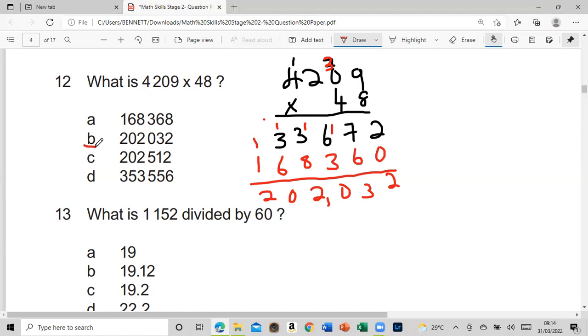all right. So now they say what is 1,000? Let's write it up. Change it up to block.